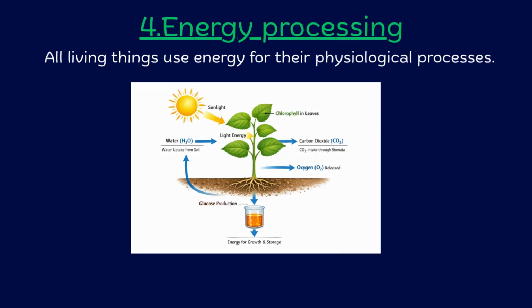A great example is plants. Plants get their energy from sunlight through a process called photosynthesis. During photosynthesis, plants use sunlight, water, and carbon dioxide to make glucose, which is a type of sugar. This glucose stores chemical energy that the plant uses as food to grow and survive. Animals, including humans, cannot make their own food. Instead, they get energy by eating plants or other animals.